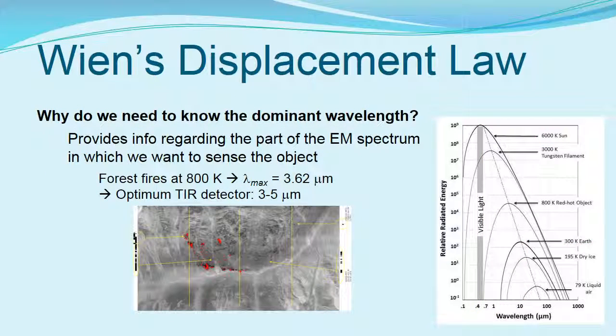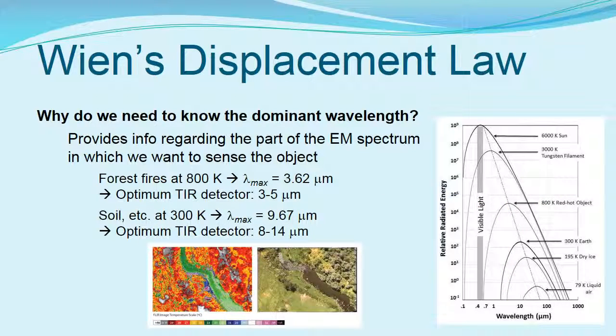With knowledge of the dominant wavelengths associated with different temperatures, we can design sensors to detect and measure the thermal properties of features. A typical forest fire might burn at 800 degrees Kelvin. Using Wien's displacement law, we can determine that the dominant wavelength is 3.62 micrometers and therefore design our sensor to detect features in that wavelength.